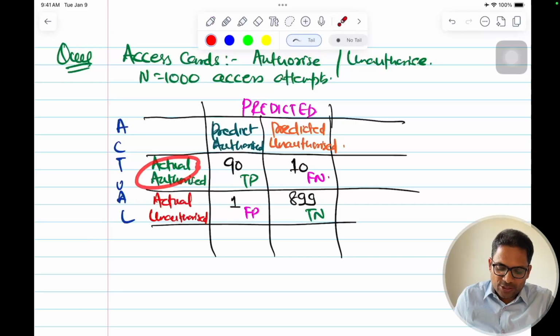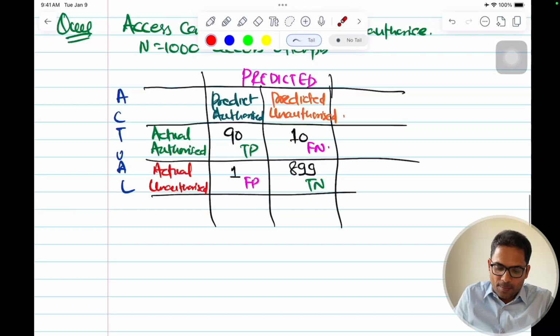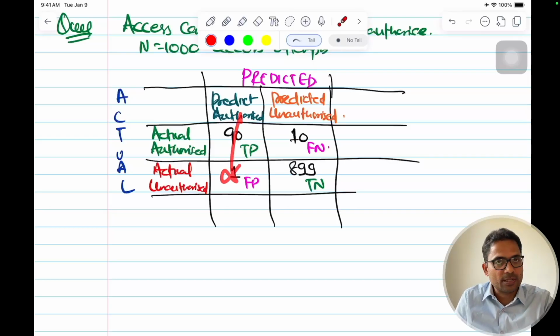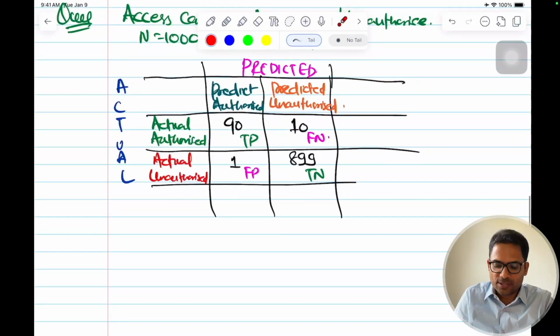Somebody was actually authorized and you predicted authorized, no problem. Somebody was actually unauthorized, you predicted unauthorized, no problem. The access system is working fine. But if somebody was actually unauthorized and your system predicted it to be authorized, maybe that person is a hacker or with some fake ID, somehow that person got into the system. But only one person was allowed, so still the system is performing well. So you let one hacker in. Because the system won't be 100% proof, right? We'll calculate all the values, precision, recall, F1 score for this.